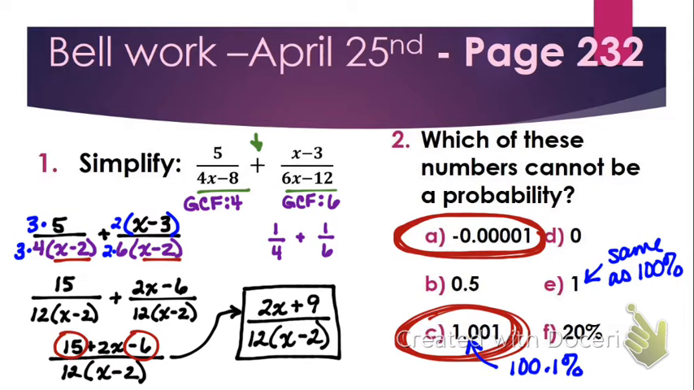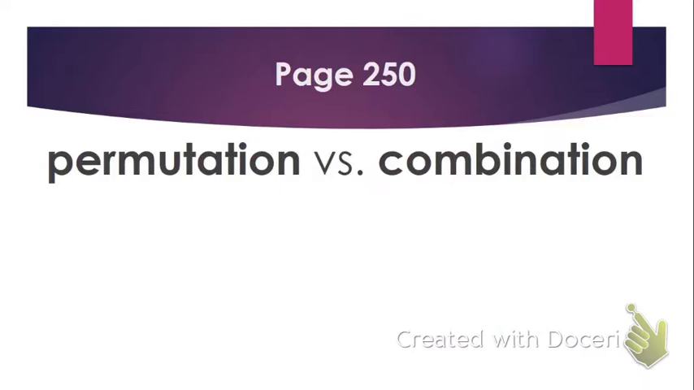All right. Do you guys have any questions for me on the bell work? Okay. We are going to talk about something called permutations and combinations. If you do not have one of these yellow calculators out on your desk in front of you, you're going to want to grab one, because I'm going to show you some of the buttons that we're going to use for these.